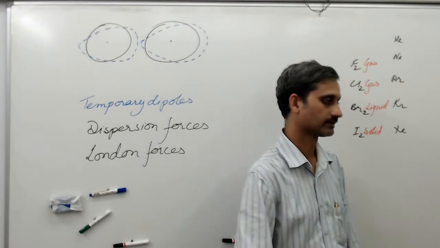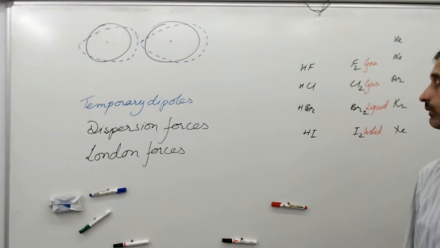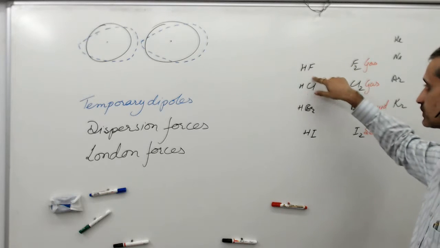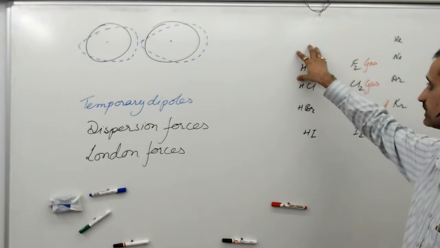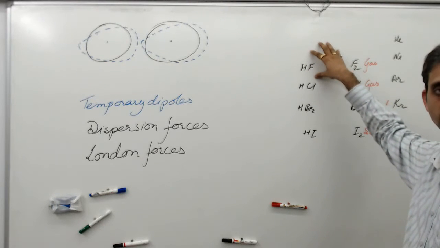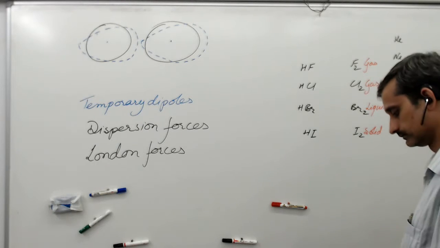Intermolecular hydrogen bond. I told you that HF shows a very high melting and boiling point, which should not be there. According to its surface area, it should have a very low melting and boiling point, but HF has a very high melting and boiling point because it is capable of forming hydrogen bonds.